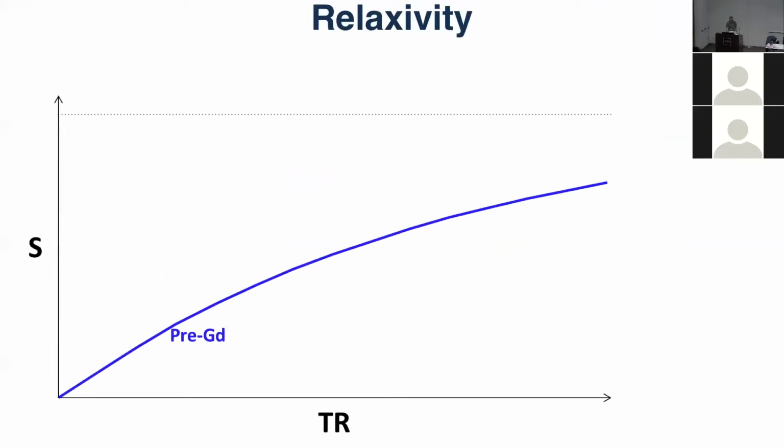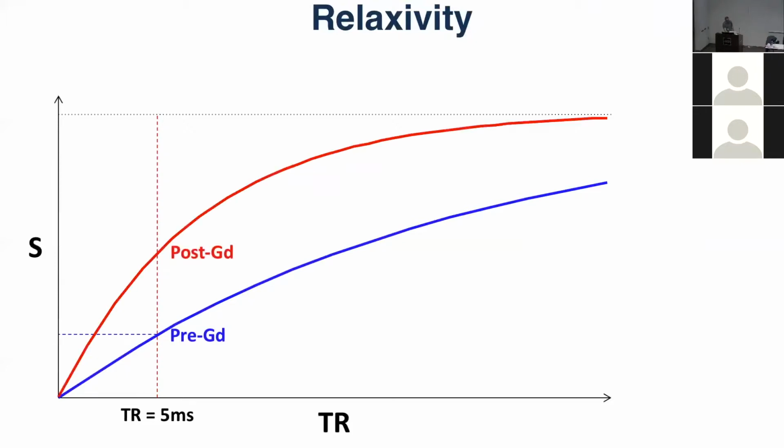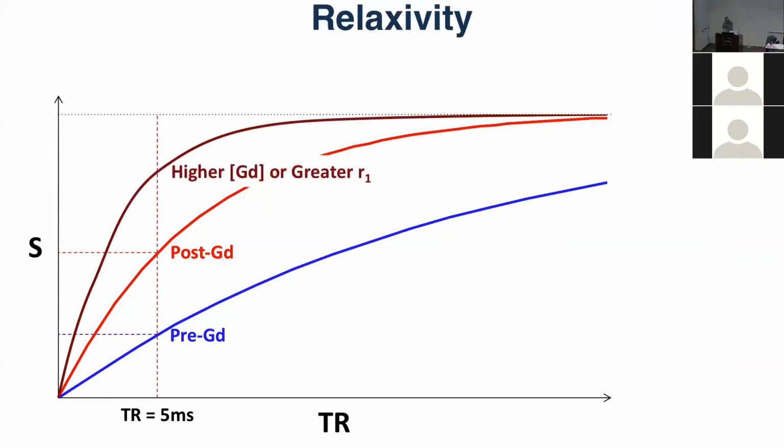And how does this work? Well, here is a tissue relaxing as a function of TR, so the signal is increasing. And if we're looking at this particular TR, then that's how much signal we have. If we give gadolinium that has relatively low relaxivity, this is how much signal we have. And if we give either greater gadolinium concentration or we give a gadolinium-based agent with greater relaxivity, we relax faster.